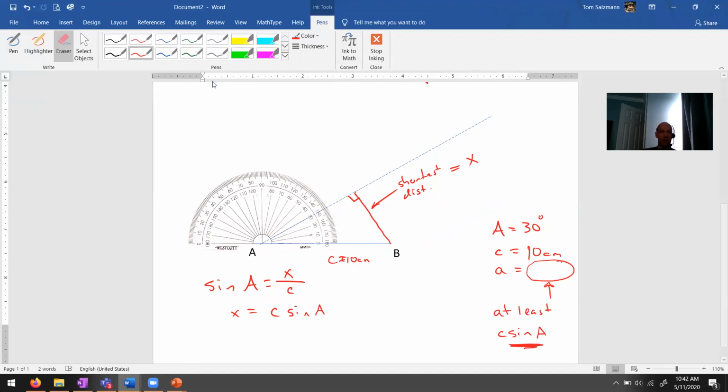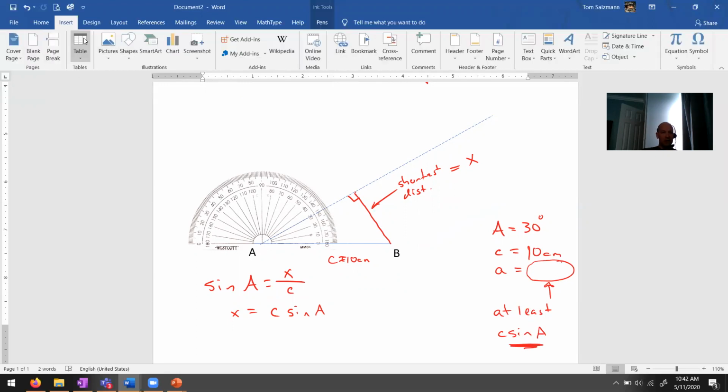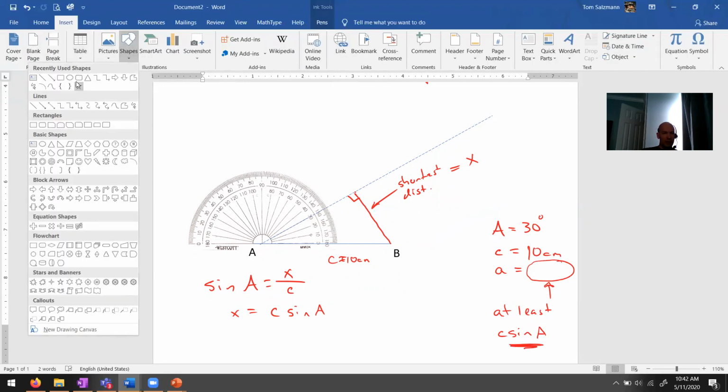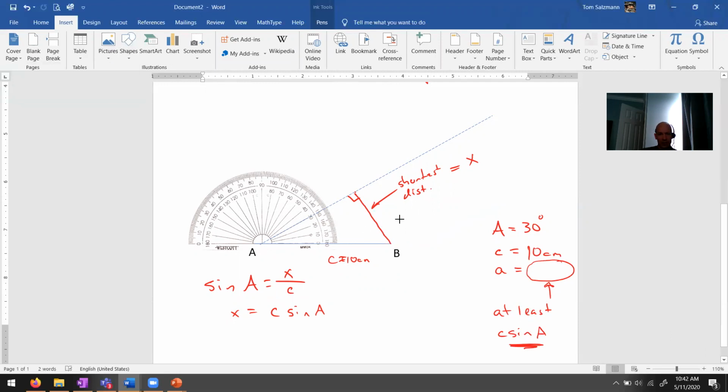Now, if you're wondering, okay, that's the least it can be, what's the most it can be, or is there a most? There is actually a most. If you think about it this way, I'm going to insert a circle. Okay, so here's a circle. I'm going to put it down there, and I'm going to go like this.